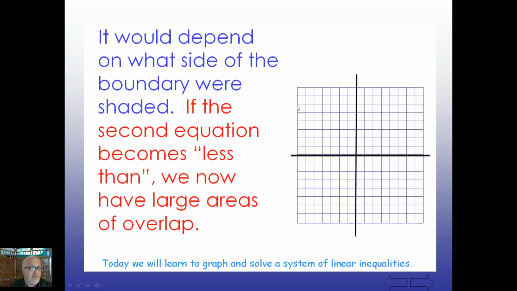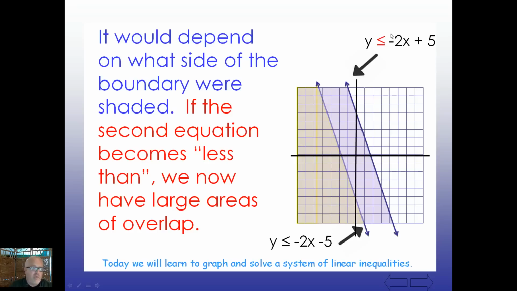So it would depend on what side of the boundary we were shading. If the second inequality becomes less than, we now have two large overlapping areas, just like this. So notice what we did here. We switched this inequality, and now look what happens. Now we've got large overlapping areas. So if we looked at a point, this point here would solve this one. This point out here would solve neither of them, but this one would solve both simultaneously. This one and this one. Yes? Okay, good.